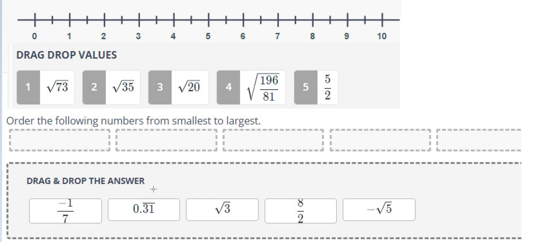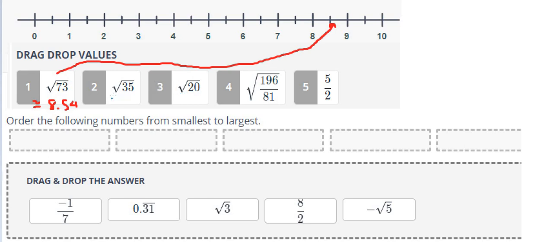All right, so for the top one, we're going to organize the values and approximate them where they should be on this number line. So we can use our calculator, and the square root of 73 is about 8.54. So just about 8.54, which means that the square root of 73 is going to go about right here on the number line.